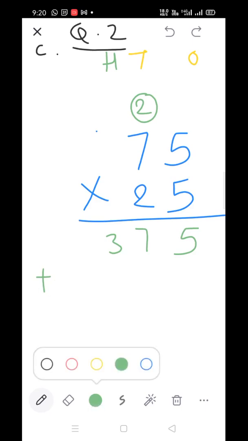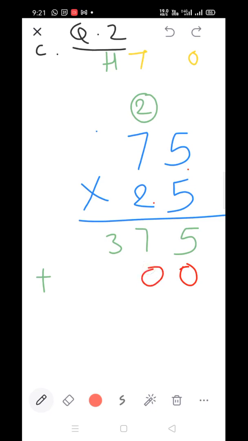Next multiplication, multiplication of 2 with 5 and the 7. But 2 is on the tens place, so firstly we have to put 0 on the ones place. Now multiply 2 with 5. 2 5s are 10, 0 will be here and 1 as a carry.